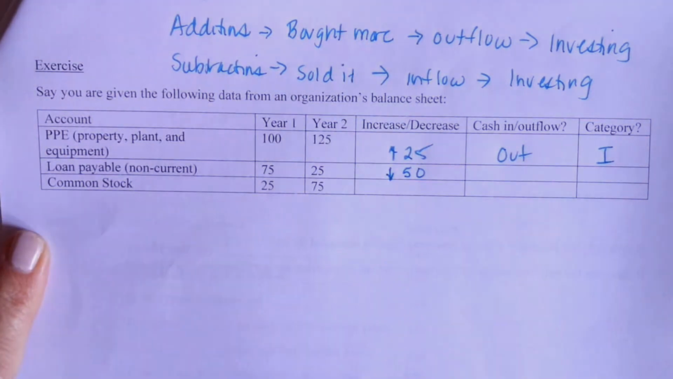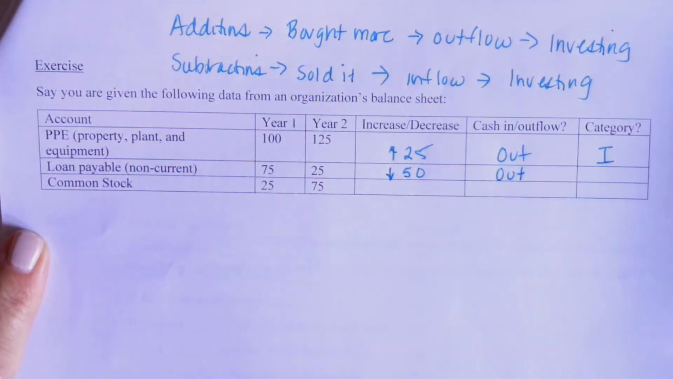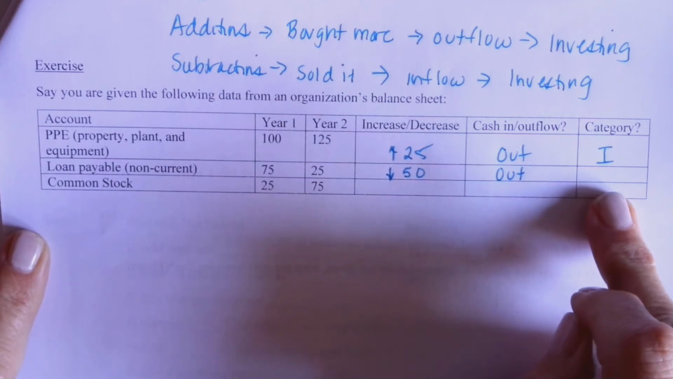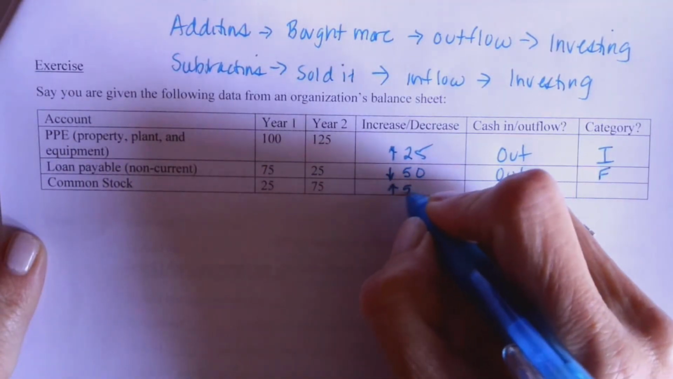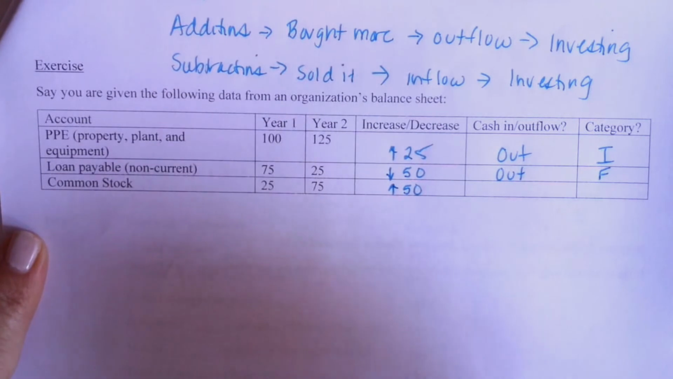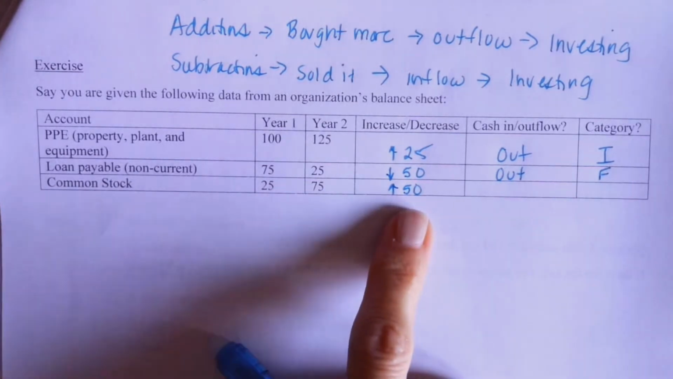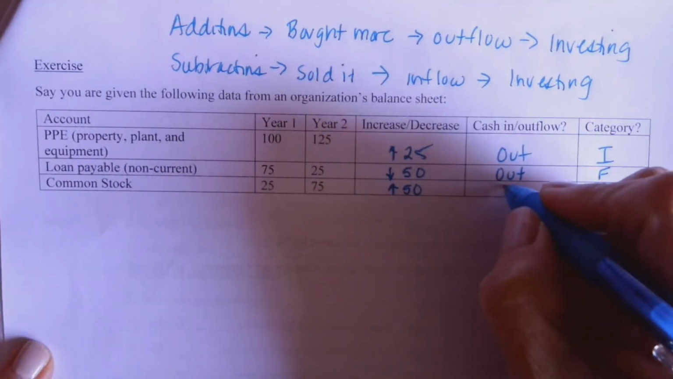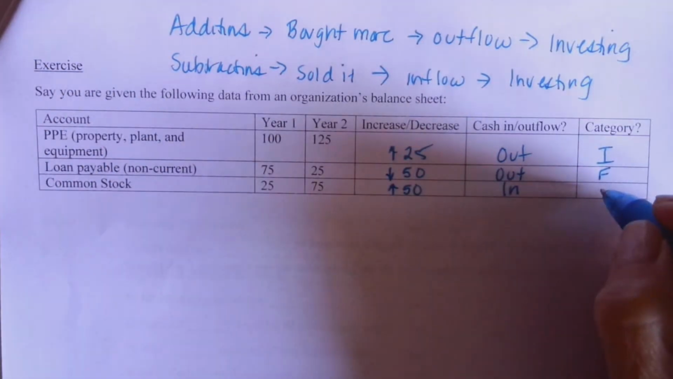Loan payable, did it go up or down? Down by 50. Is that an inflow or outflow? Outflow, right, because we paid off part of the loan. What category would that be? Financing, good. Common stock, did it go up or down? Right, increased by 50. Cash inflow or outflow? So if our common stock went up, what does that mean? Right, people bought it, so it's a cash inflow, good. And then what category would that be? Financing, good.